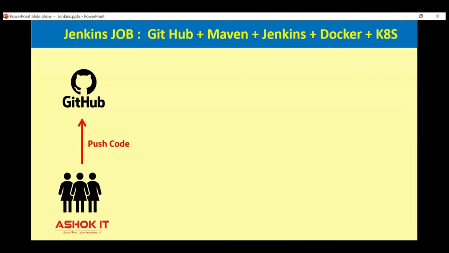Alright, now let's understand the execution flow of our CI/CD pipeline. Developers will push their code into the GitHub repository. Once the code is pushed to the GitHub repository, then we need to build and deploy that code. Instead of doing the build and deployment manually, we can use Jenkins to automate that build and deployment process.